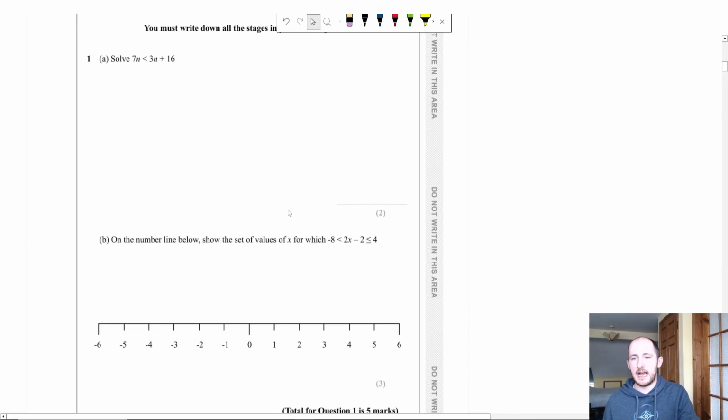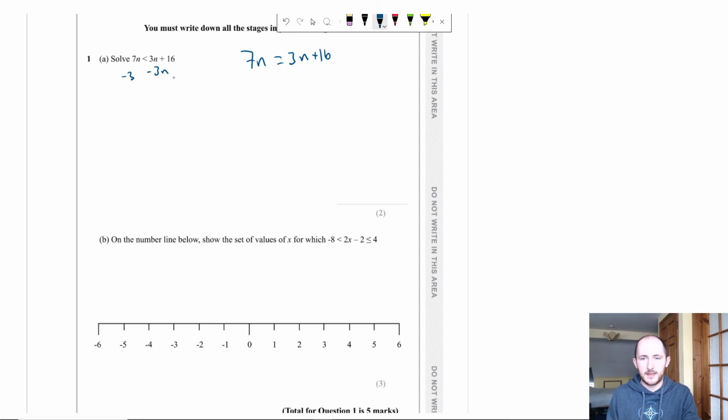So the first question, we have just a bunch of inequalities. So solving 7n is less than 3n plus 16. Basically you can treat this as if you were solving an equation, okay? You do the exact same steps. So the first step would be to subtract 3n from both sides, because you want all the n's on one side, which gives you 4n less than 16.